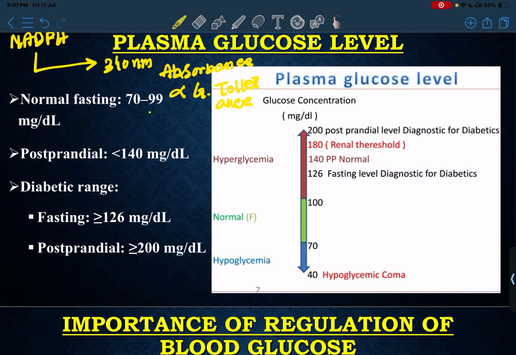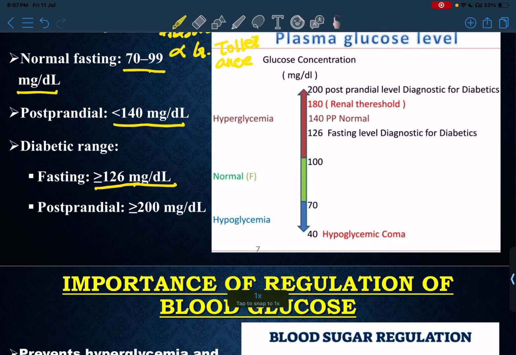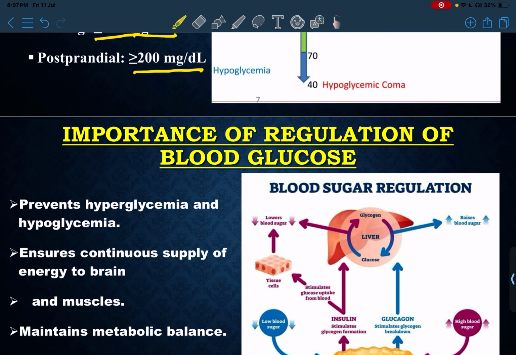So let's see what are the normal levels of plasma glucose. Normal fasting is 70 to 99 milligram per deciliter, and postprandial is less than 140 milligram per deciliter. Diabetic range in fasting stage is more than or equal to 126 milligram per deciliter, and in postprandial stage it is more than or equal to 200 milligram per deciliter.